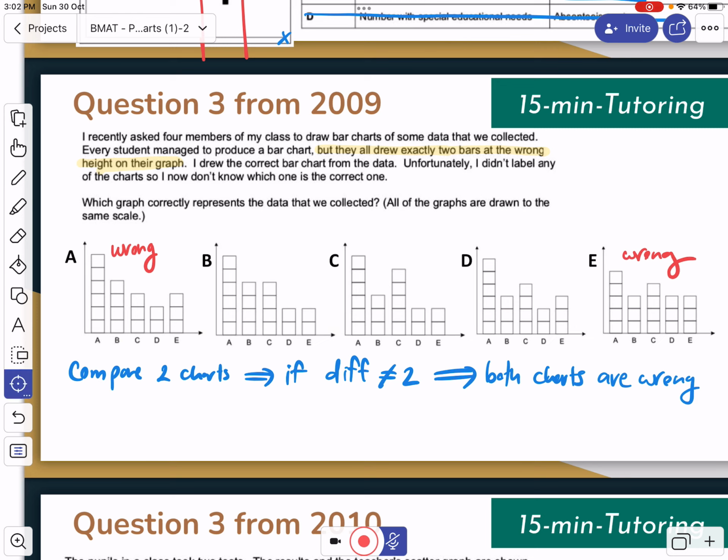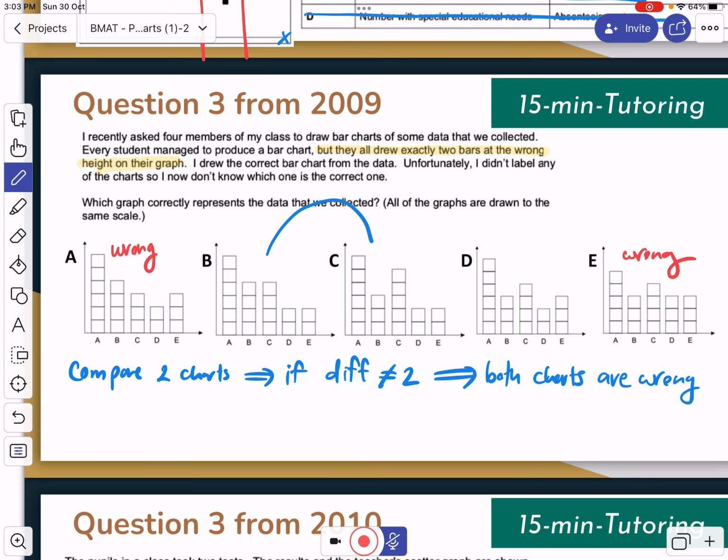What else can we do? We can pick a new pair. I'll do B and C because they're next to each other. Bar number 1, same. Number 2, difference number 1. And then difference number 2. Same. Same. So we already compared these. The difference is exactly 2. That's why we cannot rule anything out.